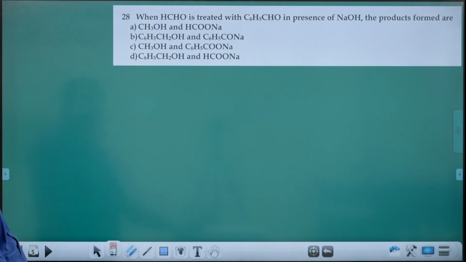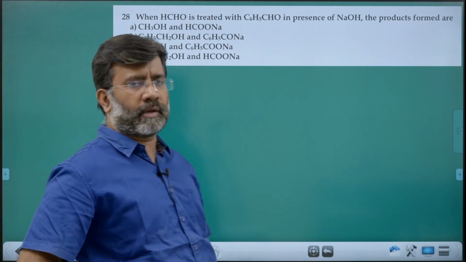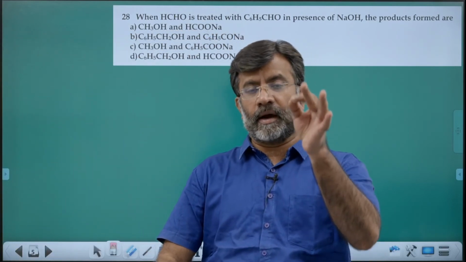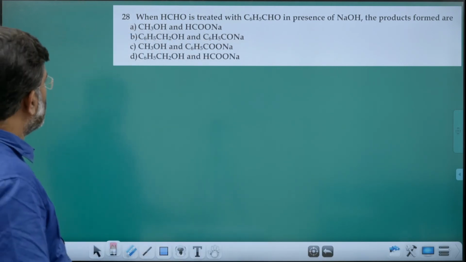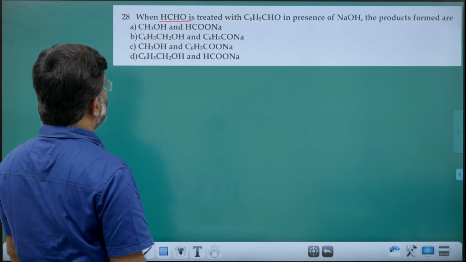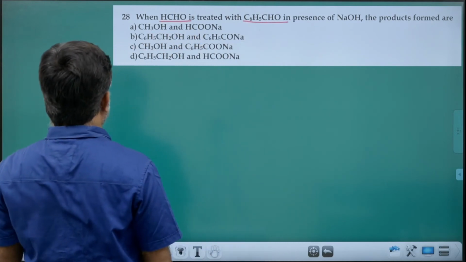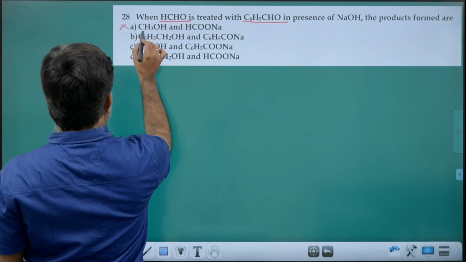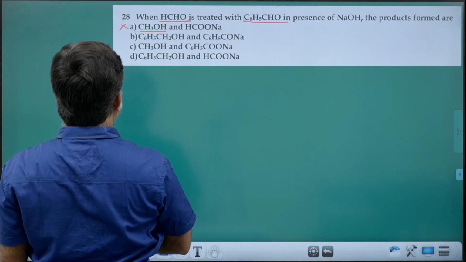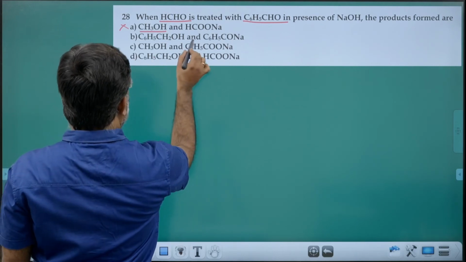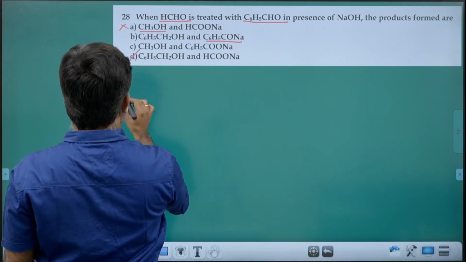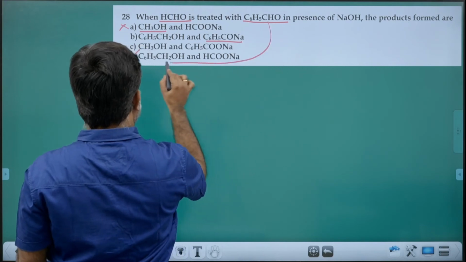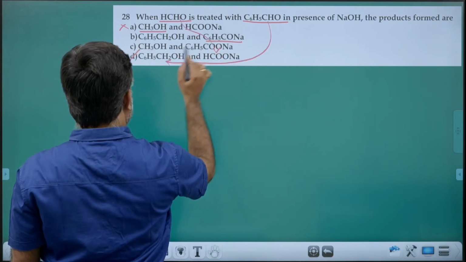When HCHO is treated with C6H5CHO in presence of base, the product is a product of, this is intramolecular Cannizzaro reaction, in which formaldehyde will be oxidized. This will be oxidized to formic acid and this will be reduced to benzyl alcohol. So A is wrong. You don't get methanol. This can be, but this is wrong. Answer is option D. This is reduced to benzyl alcohol and this is oxidized to formic acid.